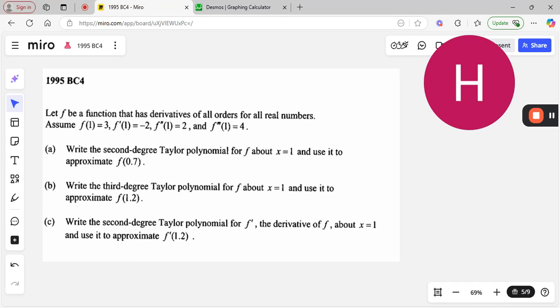Grab yourself a notebook, a pencil, or pen. Whatever you choose to write with is fine.